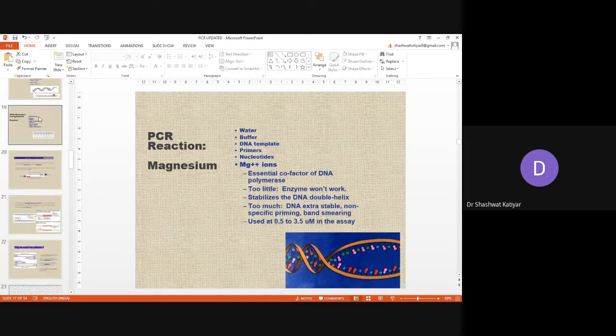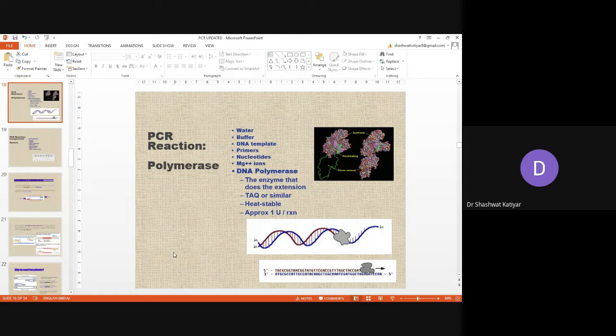Next is the DNA polymerase, and this is the most important thing about the PCR reaction. So what type of DNA polymerase will be required?